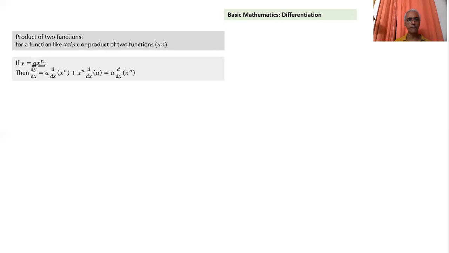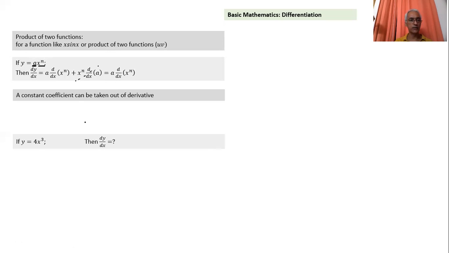So what is the derivative of the product of these two functions? First function into derivative of second, plus second function into derivative of first. In this expression, the derivative of a constant is 0, so this term will become 0. The derivative is equal to a into d by dx of x raised to power n. So what we have understood is that whenever we have to find the derivative of a function which has a constant coefficient, the coefficient can be taken out and then we can take the derivative of the remaining part. The constant coefficient can be taken out of the derivative.